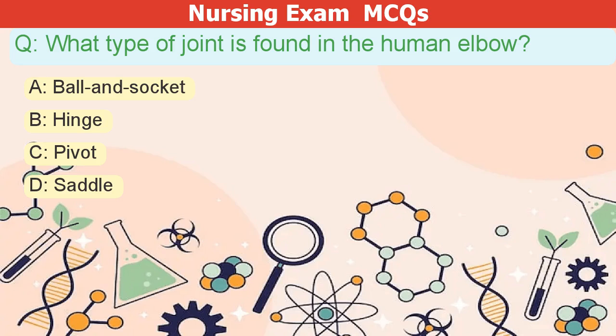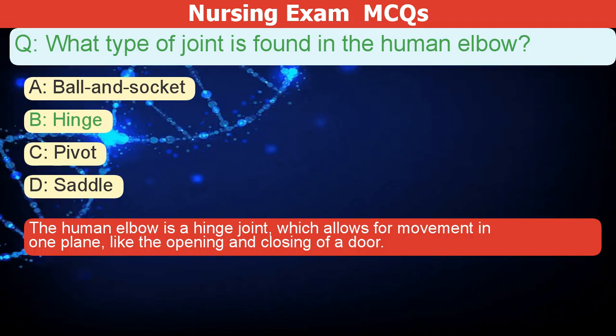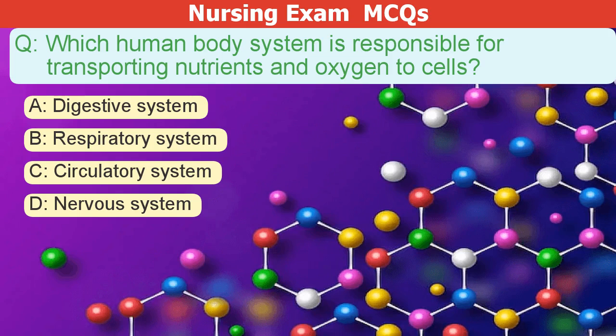What type of joint is found in the human elbow? A. Ball and socket. B. Hinge. C. Pivot. D. Saddle. The correct answer is B. The human elbow is a hinge joint, which allows for movement in one plane, like the opening and closing of a door.